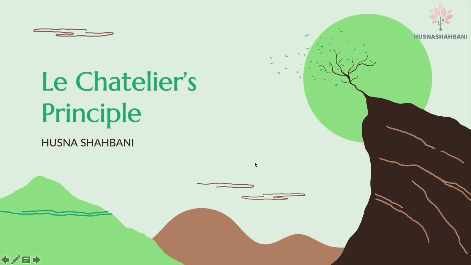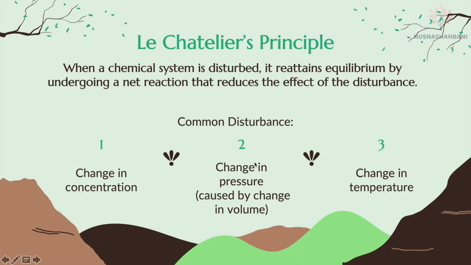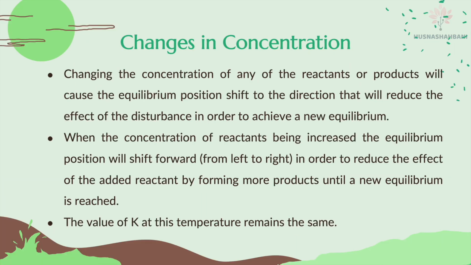Le Chatelier's principle. According to Le Chatelier, when a chemical system is disturbed, it reattains equilibrium by undergoing a net reaction that reduces the effect of the disturbance. Three common disturbances are change in concentration, change in pressure caused by change in volume, and change in temperature.